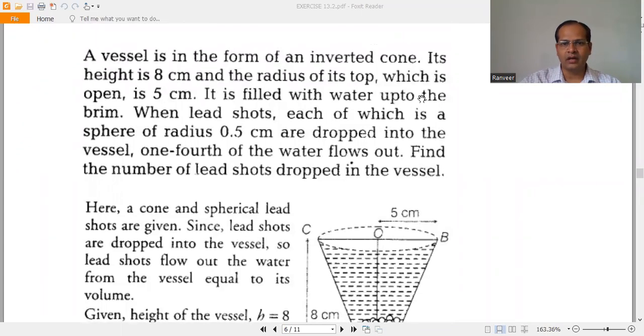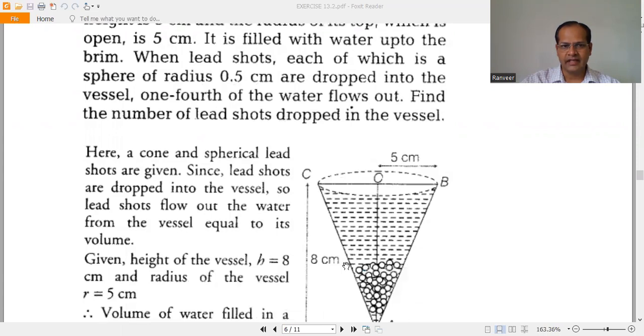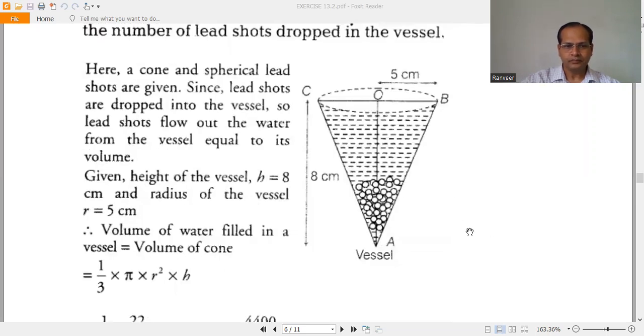It is filled with water up to the brim. This is the water, filled up to the brim. When lead salts, each of which is a sphere of radius 0.5 centimeter, are dropped into the vessel, 1/4 of the water flows out. Find the number of lead salts dropped into the vessel.